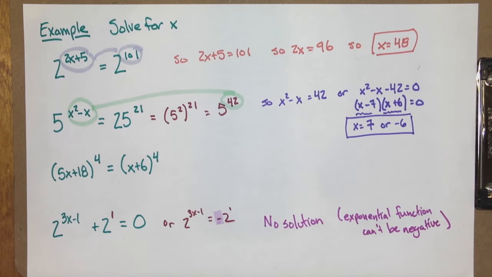Okay. Now we'll do the last one. We skipped one of them, so we should do that one. 5x plus 18 to the power of 4 equals x plus 6 to the power of 4. I think I grabbed this one from the book, and I'm not very happy with this problem being in this section. But since it made it in this section, we're going to talk about it. So 5x plus 18 to the power of 4 equals x plus 6 to the power of 4. What do we do?